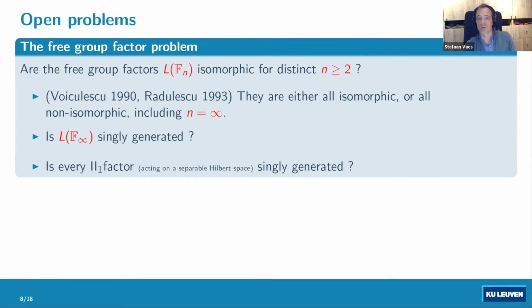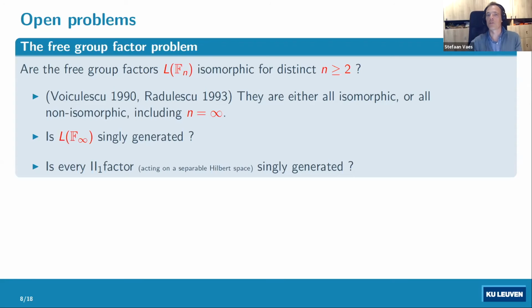Even worse, it is open whether there is even any II_1 factor that is not singly generated. Of course, we have to put in small print here the obvious condition that we work in the separable world. So II_1 factors acting on a separable Hilbert space. If you could disprove that L of F infinity is singly generated, then you would disprove that L of F infinity is finitely generated. And then, of course, you would have solved the free group factor problem, because then it cannot be isomorphic to L of F2, or L of Fn for any finite n.